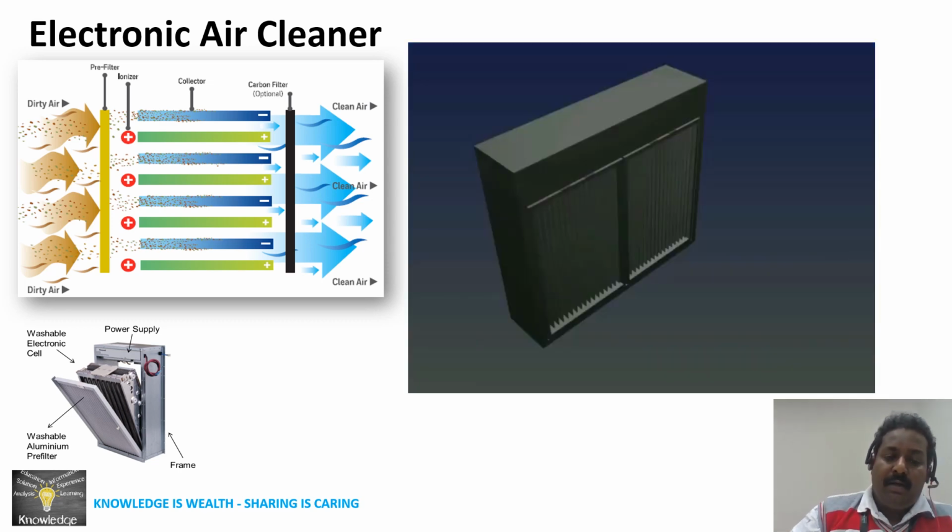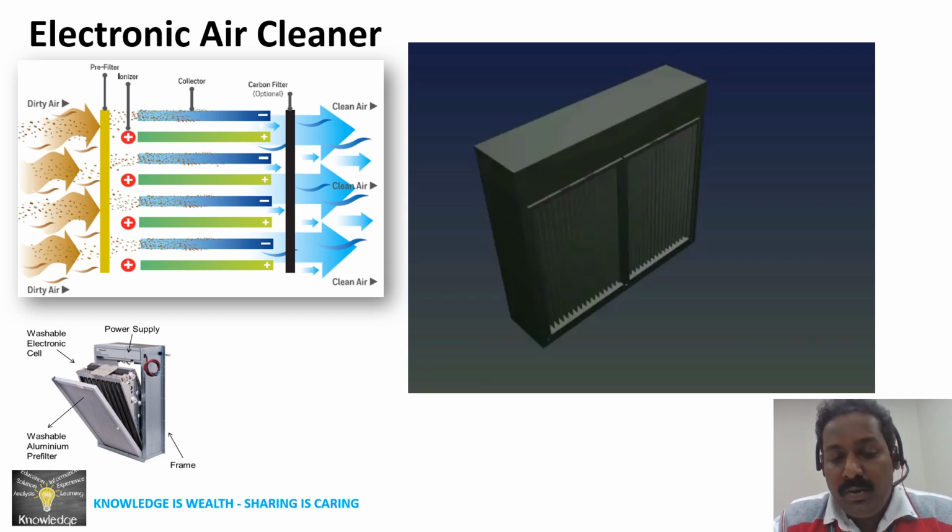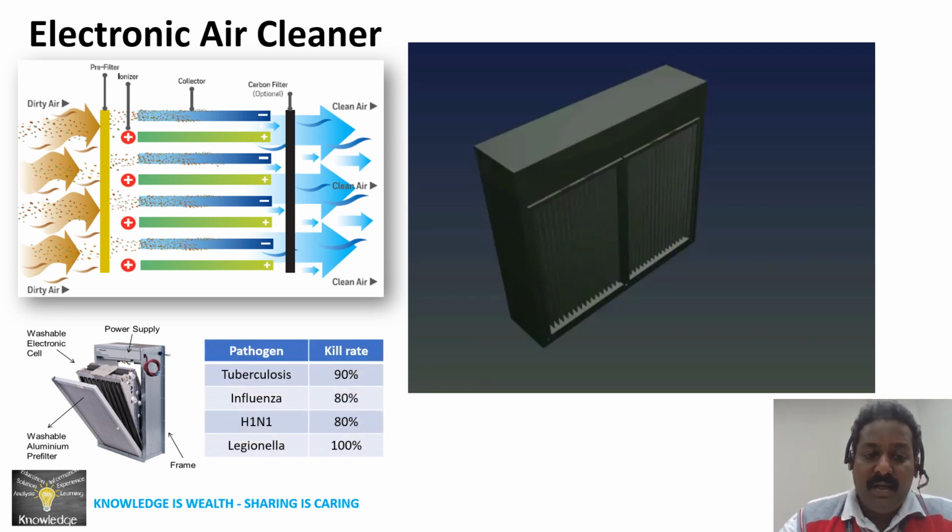Again, to inactivate bacteria, virus and fungus elements in the air along with the electronic air cleaner, a UV section is preferred. A UV section can disinfect or deactivate pathogens like influenza, H1N1, legionella, tuberculosis. This is the percentage kill rate of the UV section. So even if we retrofit the pre-filter and back filter with an electronic air cleaner, it is recommended to go along with a UV section as well.